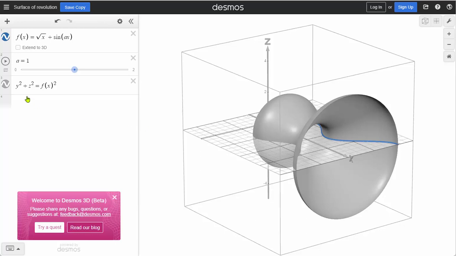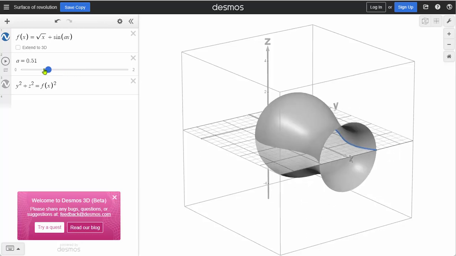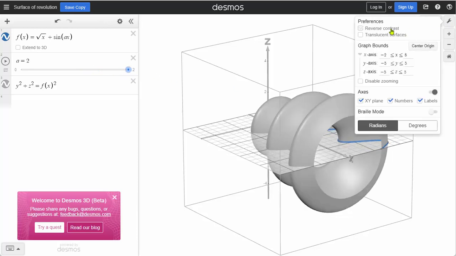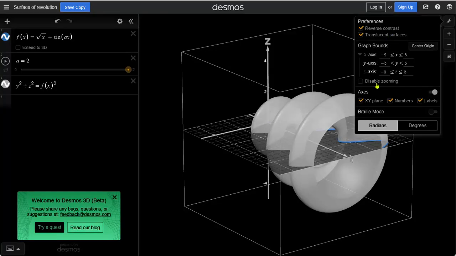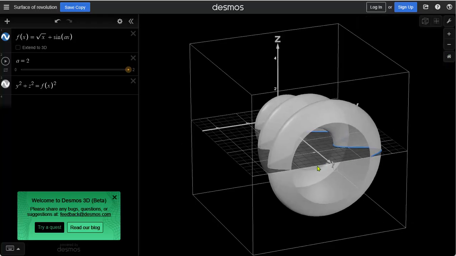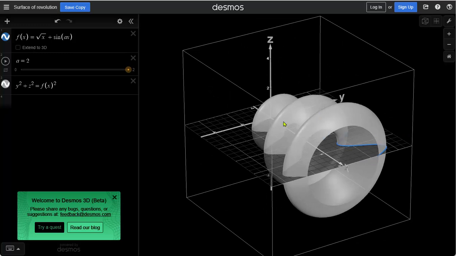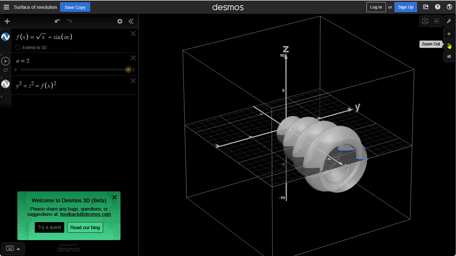And the gray surface is y squared plus z squared equals the square of f of x, where we have a slider for a from f of x. So as you can see, this is a very nice and easy to use three-dimensional graphing calculator.